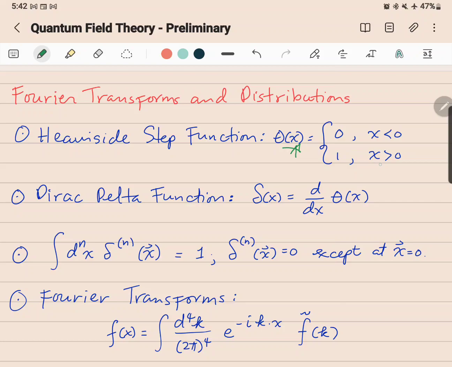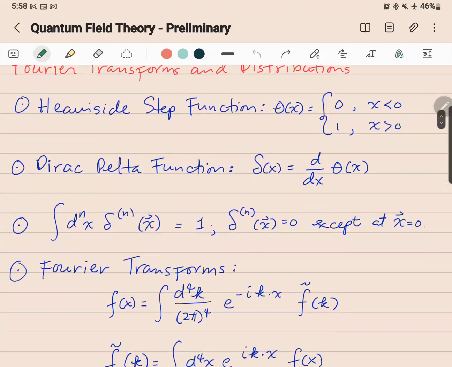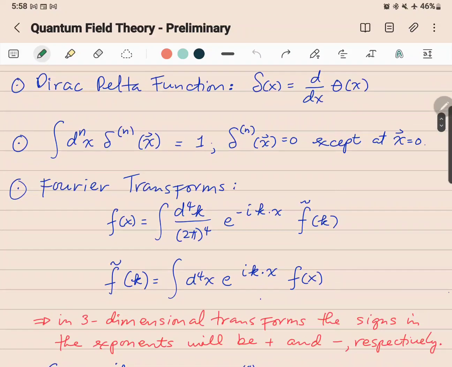And this is just equal to 1 when the argument is greater than 0. Then we also have the Dirac delta function, which is just the derivative of the theta function here. And the integral of the Dirac delta function is equal to 1, of course, ranging from negative infinity to positive infinity.